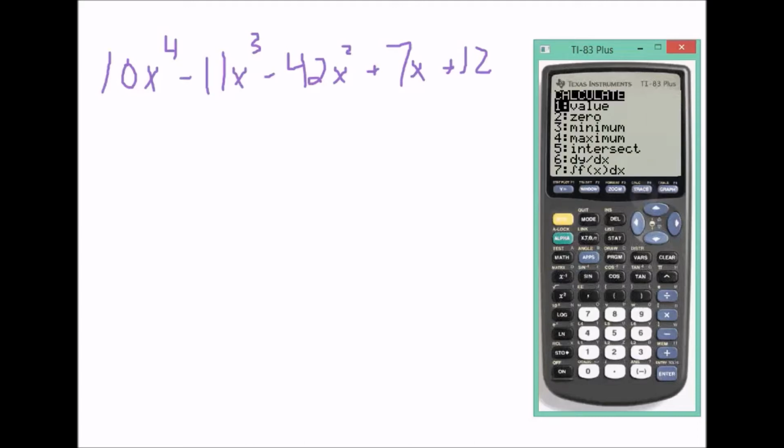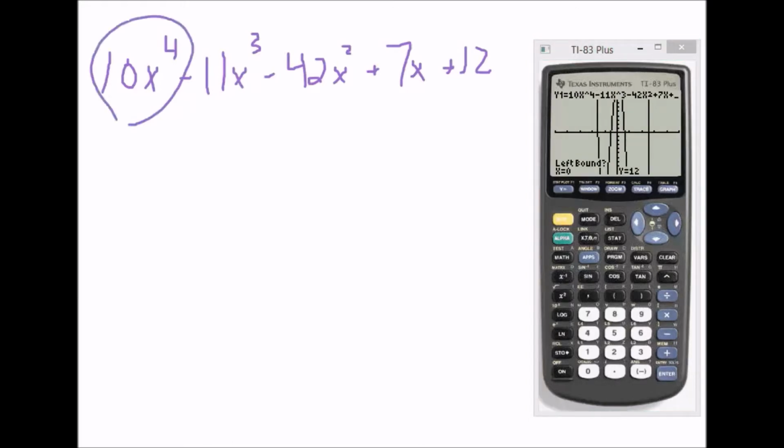Notice how there's 4 zeros. And you know there's 4 because this is an x to the 4th function. That means there's 4 zeros. Some of those zeros might be imaginary, but for all the ones in 5.6, they're all real.